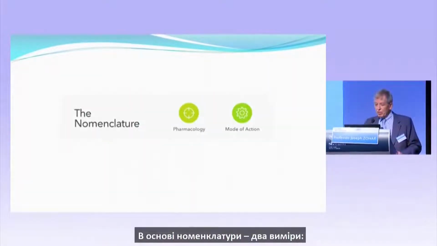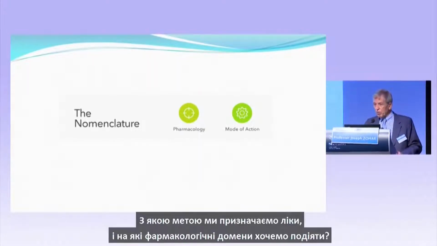The core element is composed of 2 dimensions. One is pharmacology, and the other is mode of action. Let's focus on pharmacology.